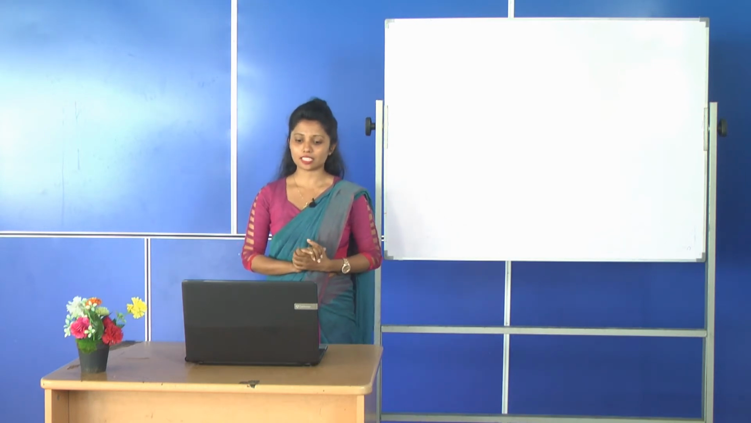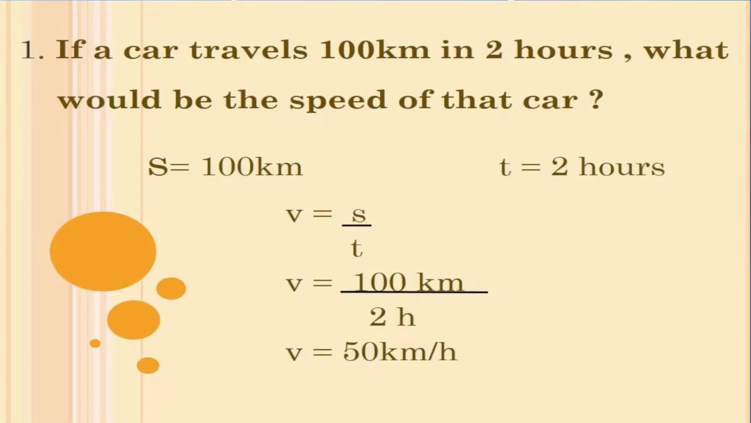If a car travels 100 kilometers in 2 hours, what would be the speed of that car? According to this question, the distance travelled is 100 kilometers and the time consumed is 2 hours. So, we can use the formula V equals S divided by T. At last, you will get the average speed as 50 kilometers per hour.